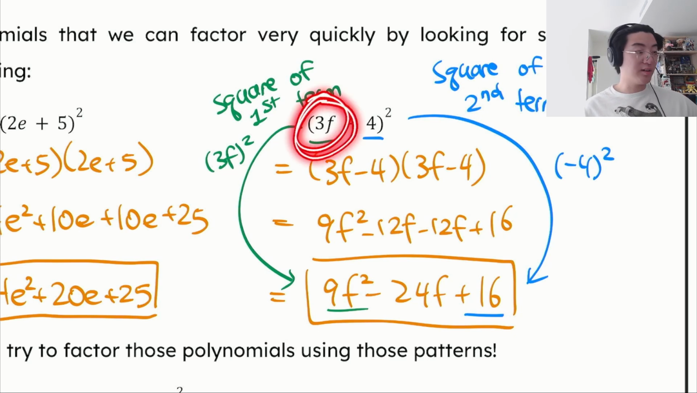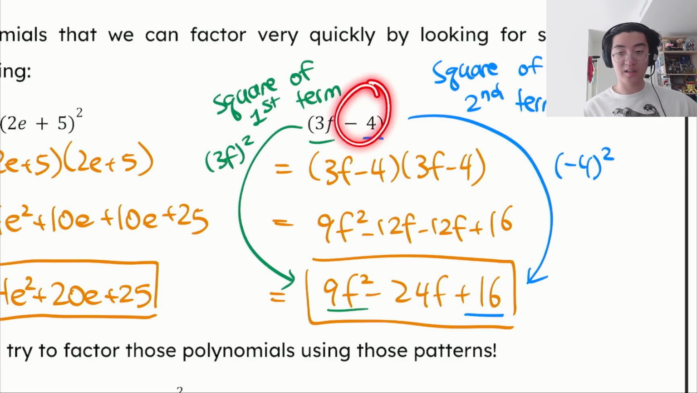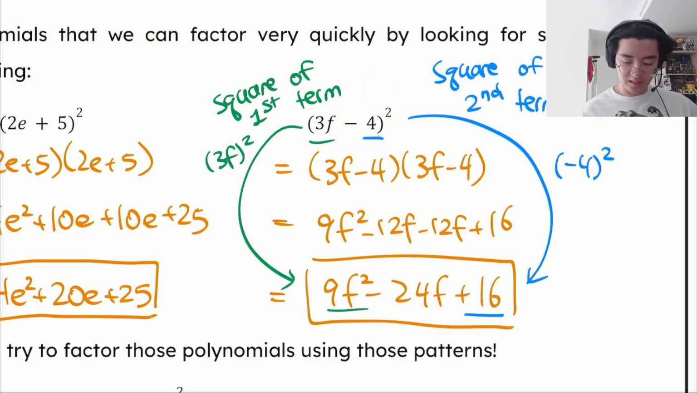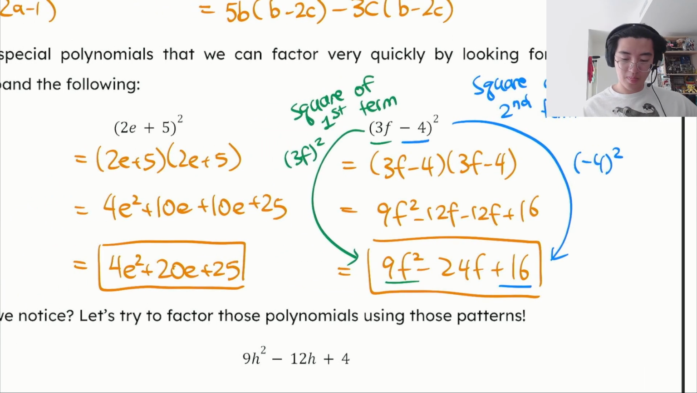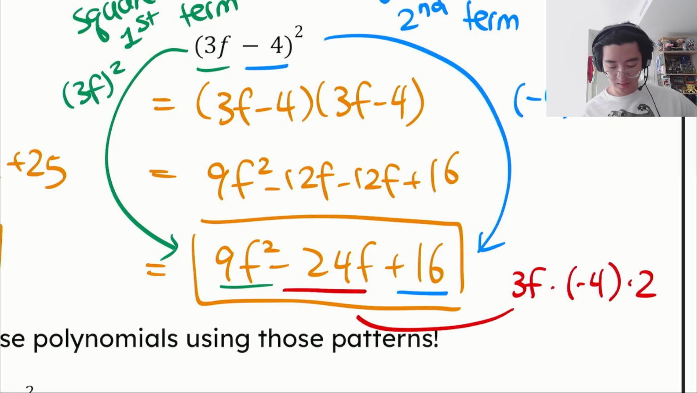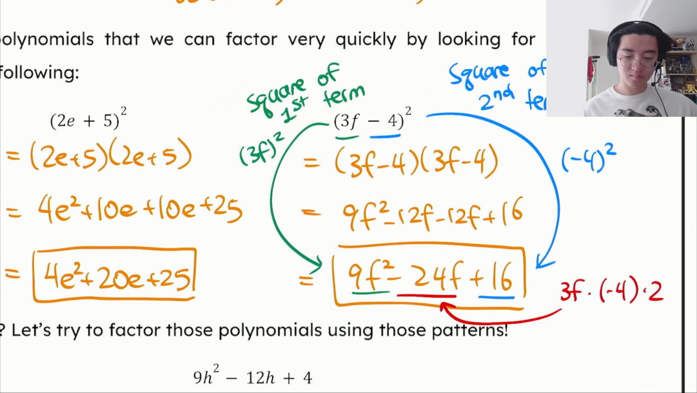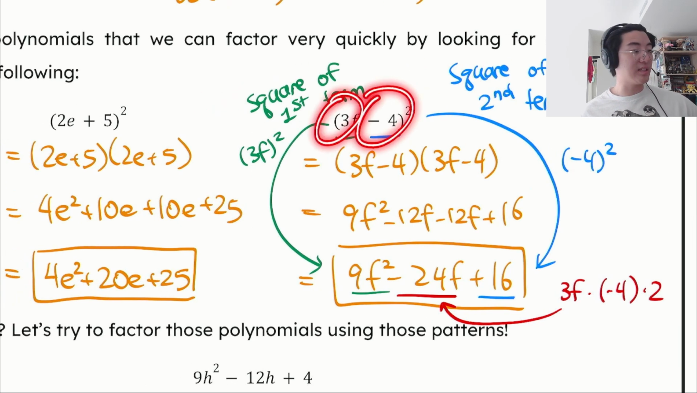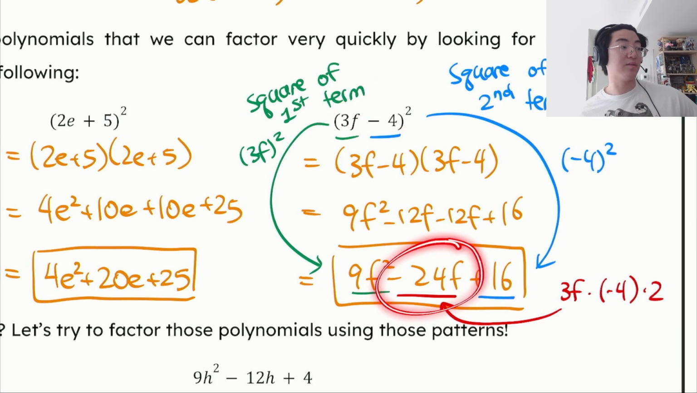So this first term squared is 9f squared. This second term squared, so minus 4. I should extend the line a bit. Right, negative 4 squared is plus 16. And then the last term is just multiplied together, right? You got 3f times negative 4, and then times a 2. That's the middle term here. So this times 2 to get minus 24f.